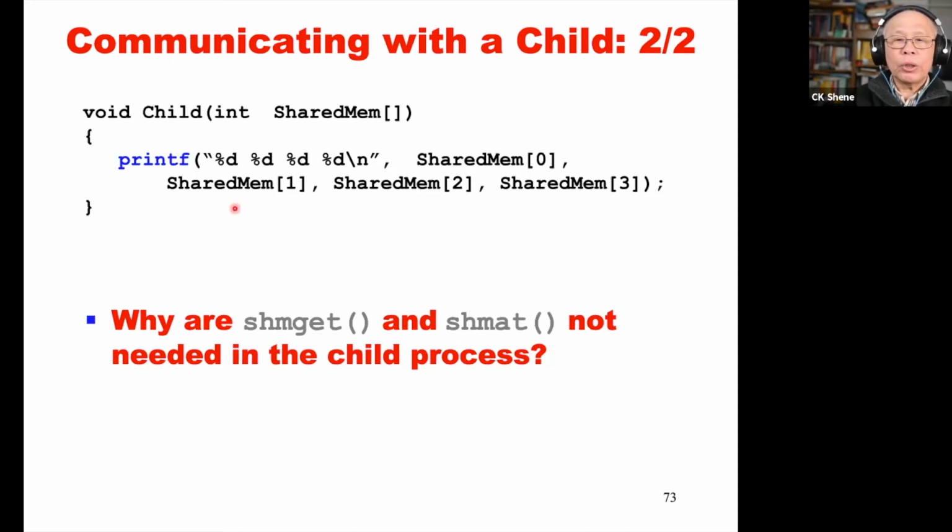Now the question is, why are shared memory get and shared memory attach not needed in the child process? This function is run immediately by the child. But how come it did not call shared memory get and shared memory attach? Think about it. Please pause. When you get an answer, then resume.